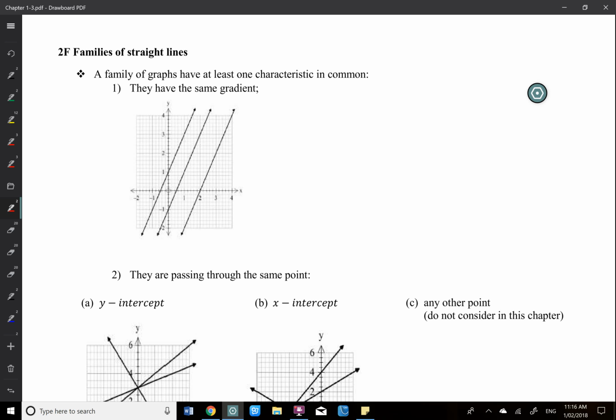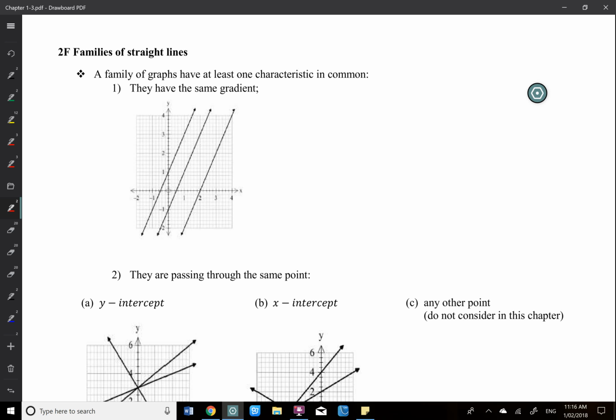So they are sharing something in common. So we just talk about straight lines today. A family of graphs has at least one character in common. So at least one thing. They can have two things in common, or more than one thing. If we just talk about straight lines, there are two things they can share in common.